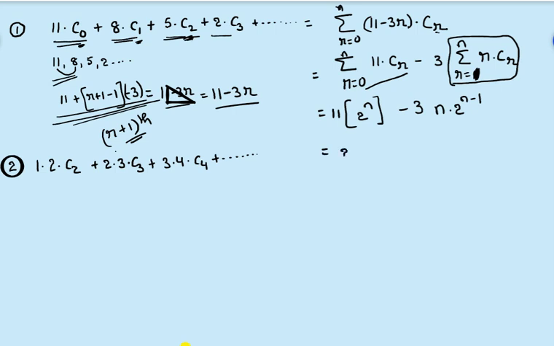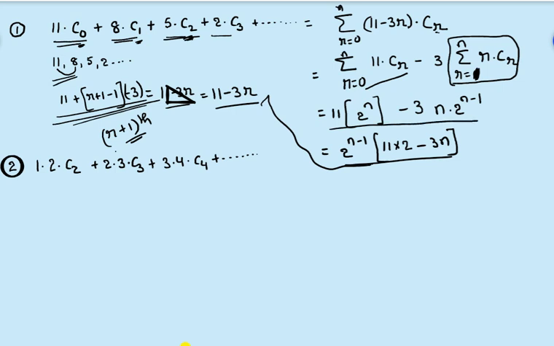So if you take 2 to the power of n minus 1 common, then what we will get? If you take 2 to the power of n minus 1 common, we will get here 11 into 2 equals 22 minus 3n. That is the answer for this particular question, or otherwise you can leave the answer here itself.